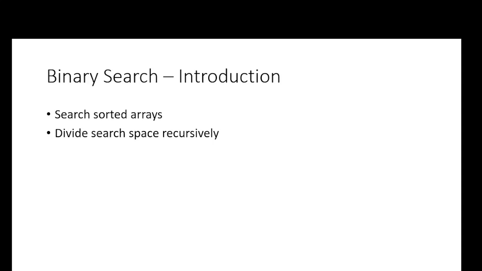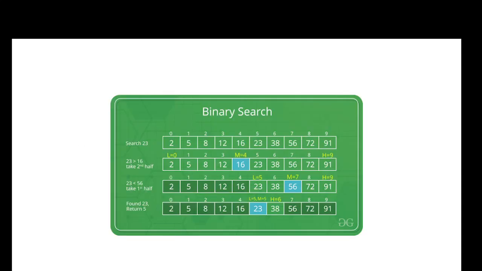Binary search is a search technique for searching for a particular element that works for sorted arrays, and because it is a sorted array it leads to a lot fewer operations. So it will search the sorted array and divide the search space recursively. So let's say I have to search for the element 23. This is a sorted array.